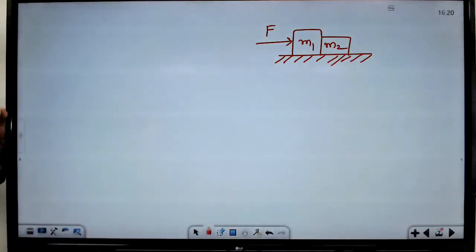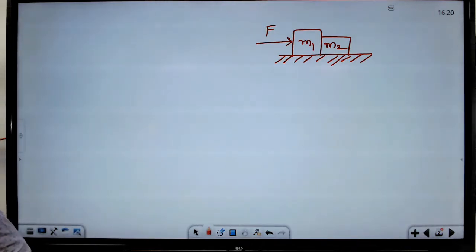So here two different masses are there. One of mass m1, other one is of mass m2. A force F acts on mass m1 towards right. Now, what is the acceleration of each and every block? So that we need to calculate. Other one, what is the contact force between those two? So now, what is meant by contact force? Contact force is the force between two objects when they are in contact.